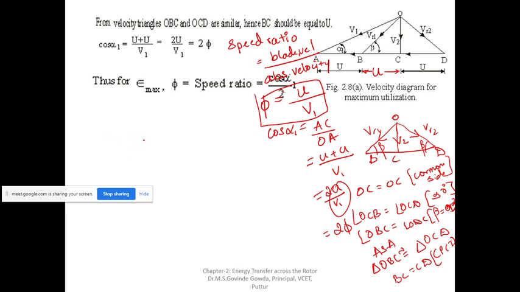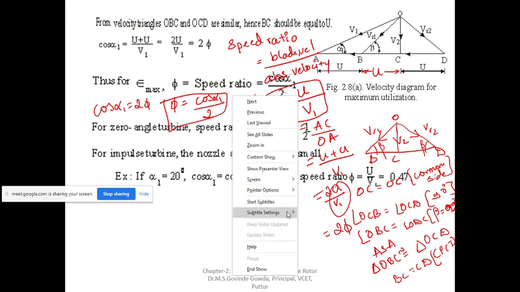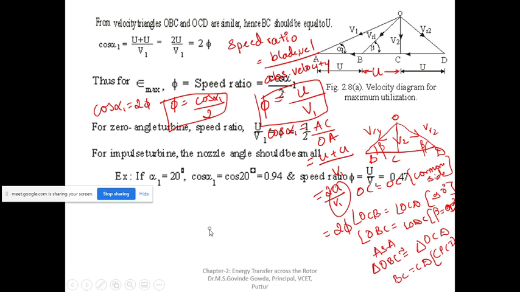So for E max, the speed ratio should be such that cos alpha 1 is equal to 2 phi. So phi should be equal to cos alpha 1 by 2. So for maximum utilization factor, my speed ratio should be equal to cos alpha 1 by 2. For the zero angle turbine, I'll just erase it. Is somebody writing it? Otherwise, I will erase it.